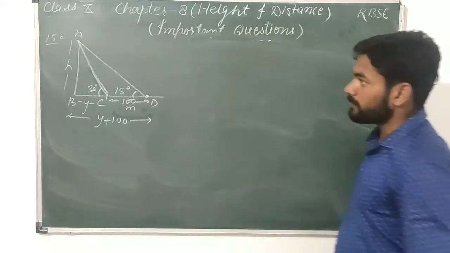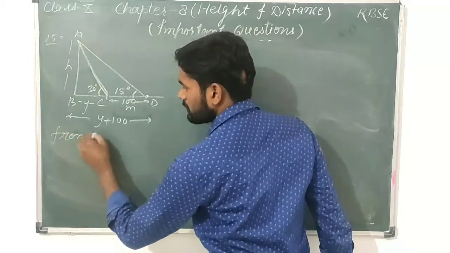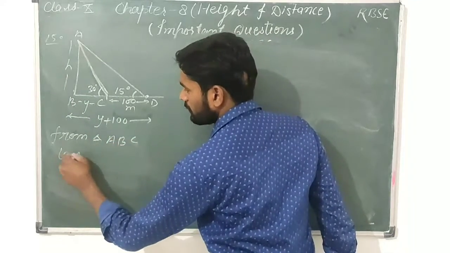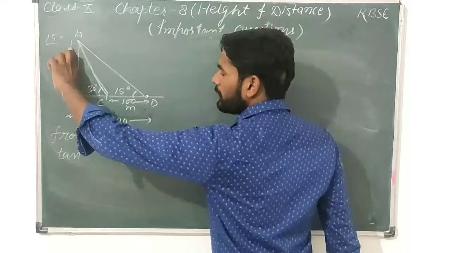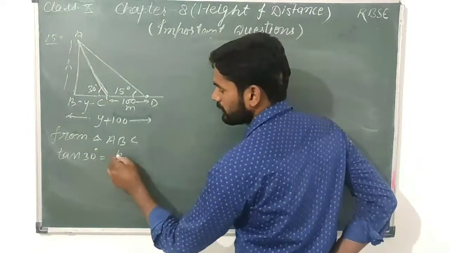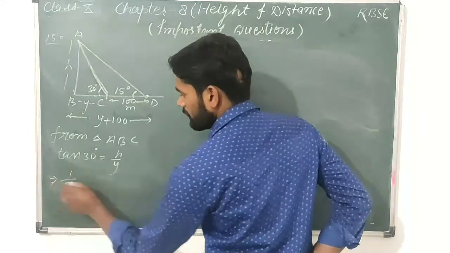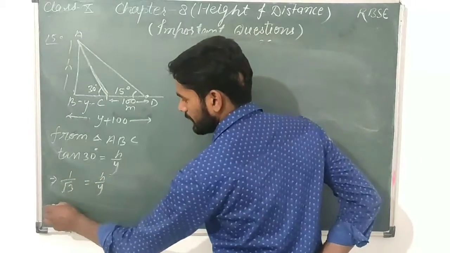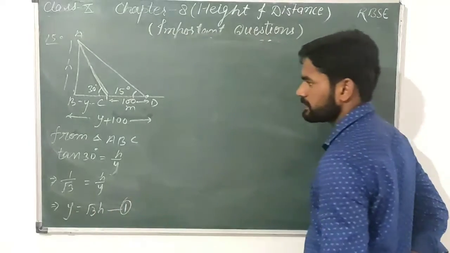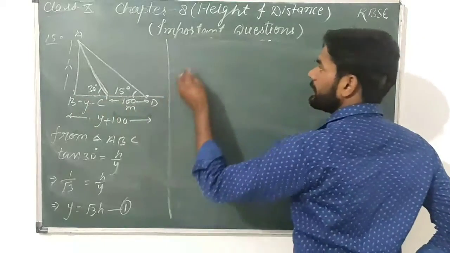Now select one by one from these triangles. From triangle ABC, look, it is base and perpendicular, then tan theta, tan 30 degree is equal to h upon y. Tan 30 is 1 upon root 3 is equal to h upon y. Multiplying across, y is equal to root 3 h as equation number first. Next, from triangle ABD.